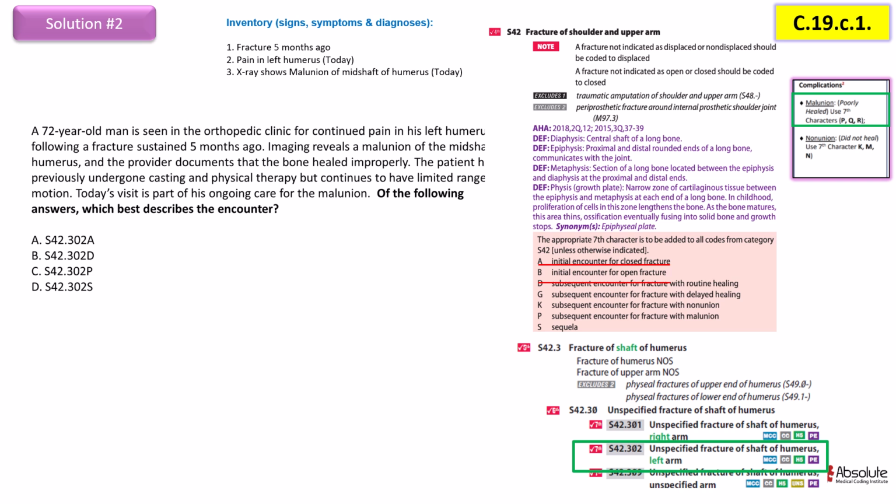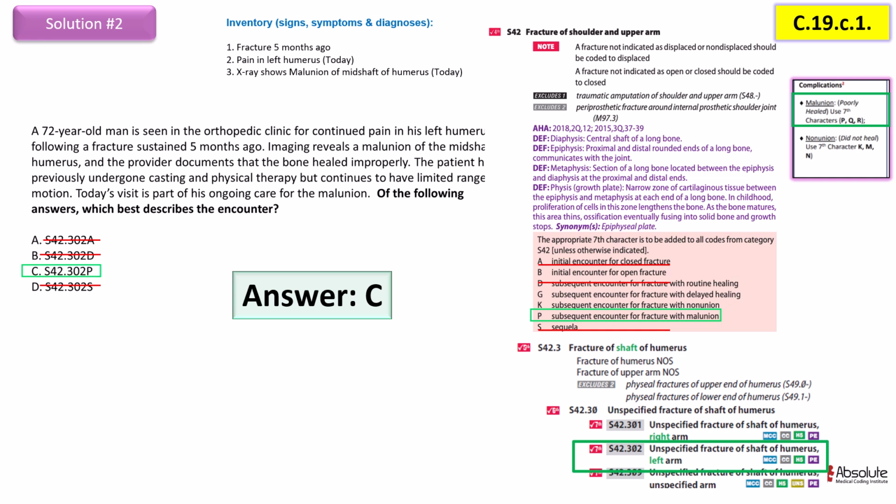Now we're also going to get rid of S, because S is coding for the sequela. We're not coding for a sequela today. Our documentation specifically says this is a malunion, so therefore we are going to use seventh character extender P, subsequent encounter for fracture with malunion. So we're going to eliminate A, B, D, and our answer is going to be C.